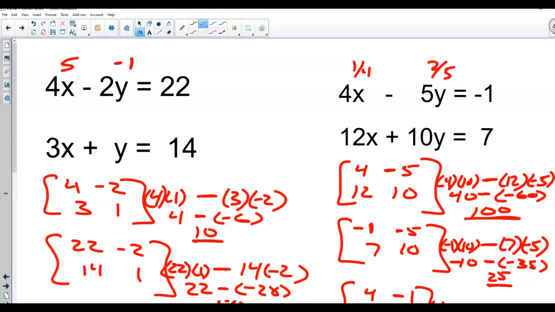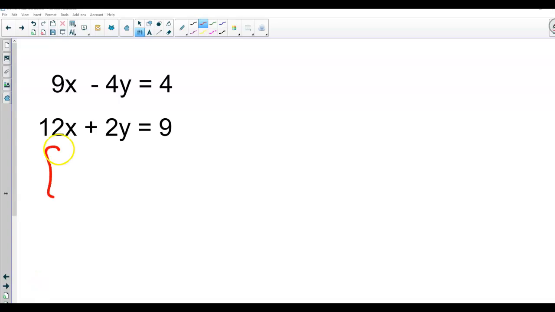1/4 times 4 is 1. 5 times 2/5 is 2. 1 minus 2 is a negative 1. 1/4 of 12 is 3. 2/5 of 10 is 4. 3 and 4 is 7. You can plug them in. Your numbers should work out. It's the same process each time.